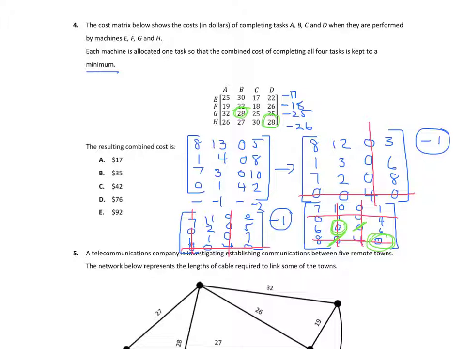When I look up to that first row, E can only do C, so that gives us that one. And finally, that leaves F doing task A. So when we add up those 4 values from our original matrix, we end up with our answer as E, 92.